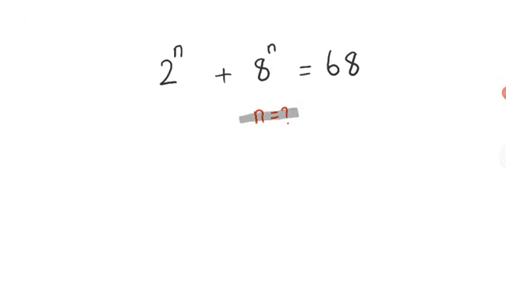How to solve for n from this given nice equation: 2 raised to power n plus 8 raised to power n is equal to 68.